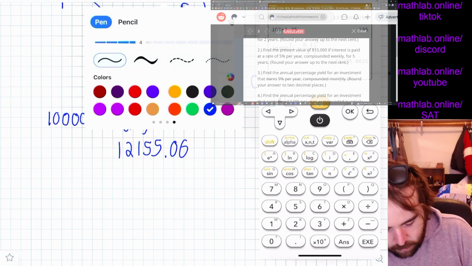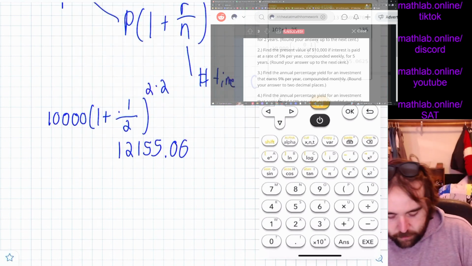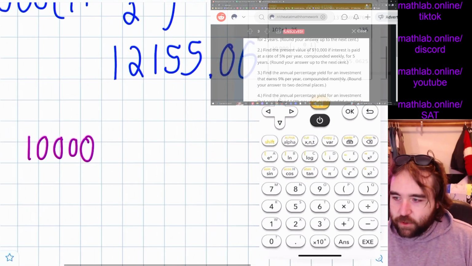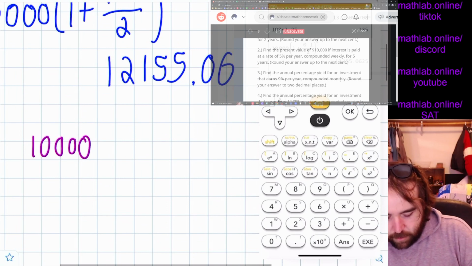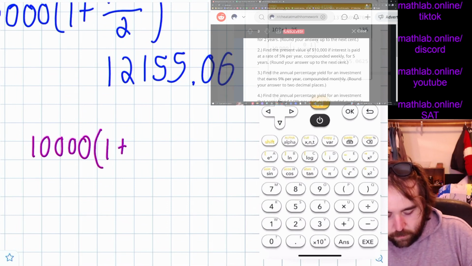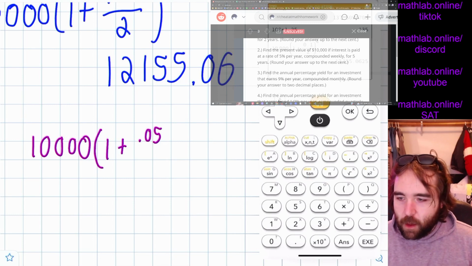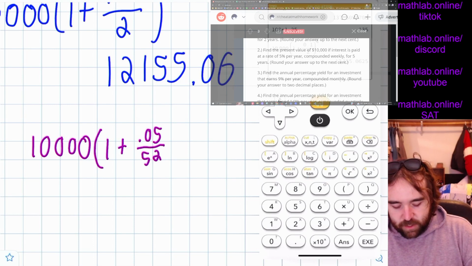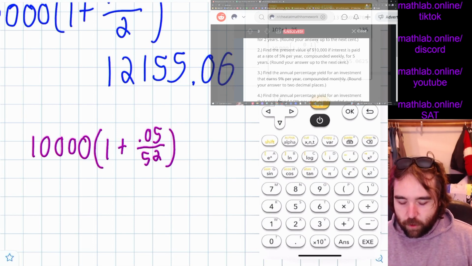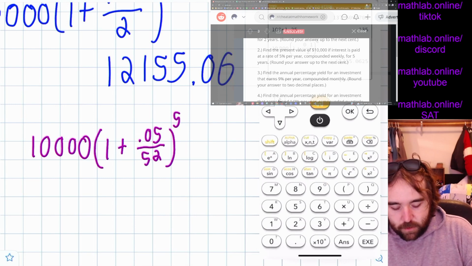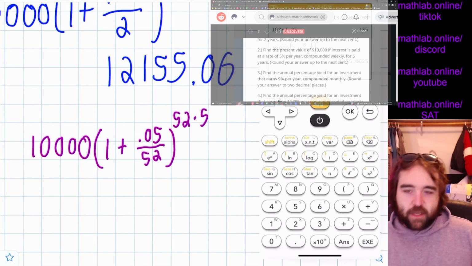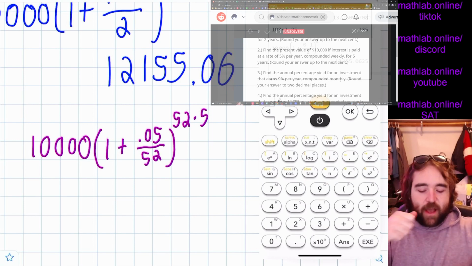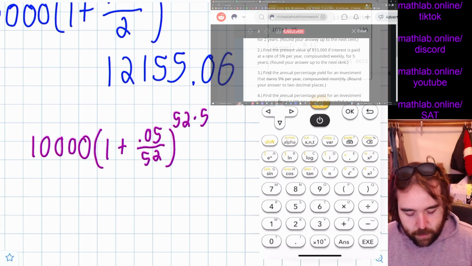Let's change colors. Find the present value of $10,000 if interest is paid at a rate of 5% per year. 1 plus 0.05, compounded weekly. So how many times per year? There's 52 weeks in a year, for 5 years. So raised to the 52 times 5. And see how we have to raise it to the number of times we compound per year times the number of years? Because every single time you compound, you're multiplying by that number.